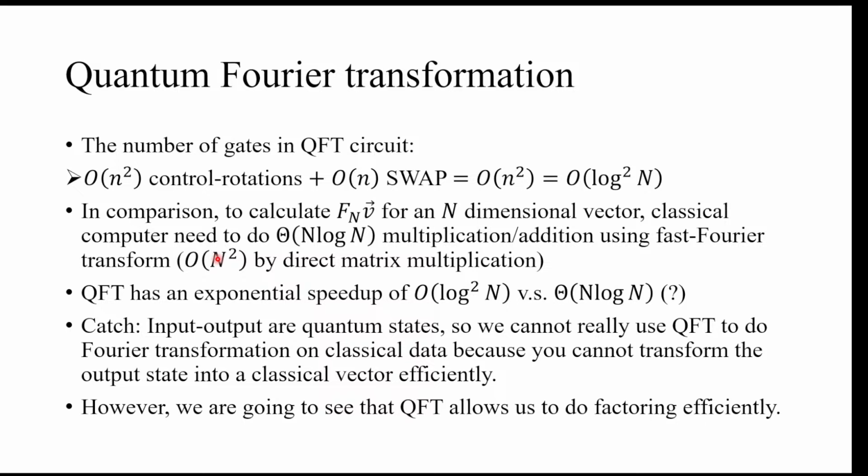Okay. But the catch here is quantum Fourier transform doesn't actually do classical Fourier transform. So you cannot use quantum Fourier transform to do classical Fourier transform, because you are transforming a quantum state, you are not transforming a classical vector. So if you have some classical vector as input, and you want to compute its Fourier transform, then even on a quantum computer you cannot do this. Yeah, so it's an important concept to know. Quantum Fourier transform doesn't work on classical data, it only transforms quantum states.